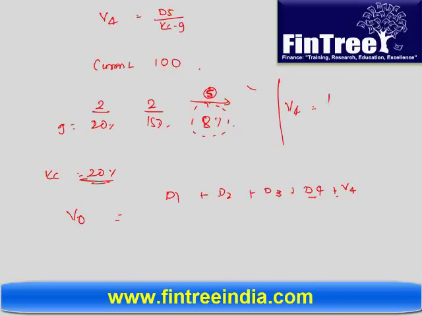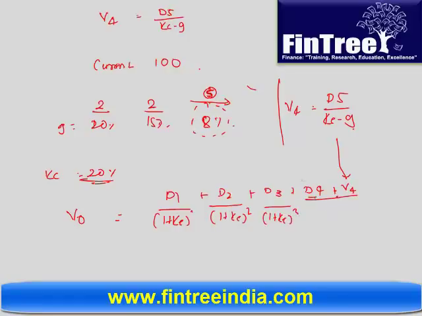V4 is equal to D5 divided by KE minus G. So that's how we got this V4. The first dividend we will discount for 1 year. Next dividend we will discount for 2 years. This cash flow we will discount for 3 years. And this cash flow cumulatively we will discount for 4 years. And this is the value of your stock.